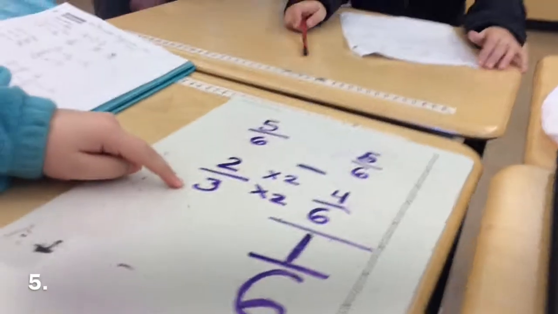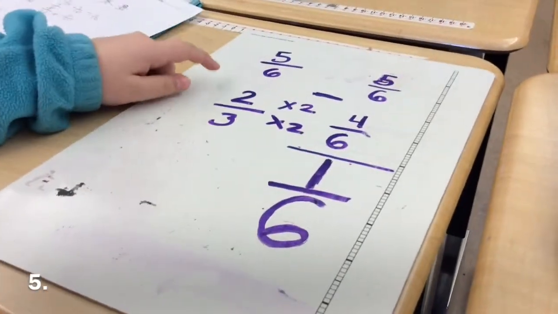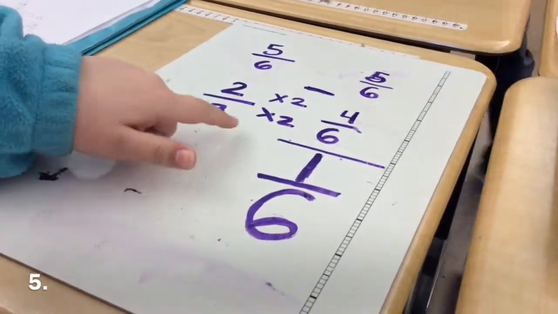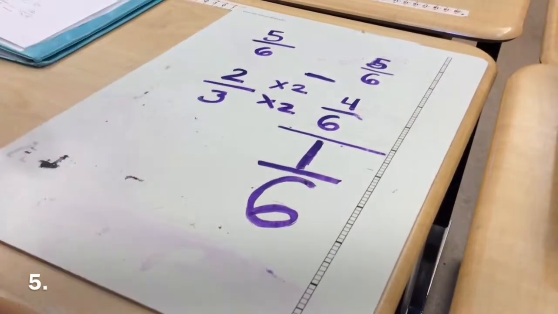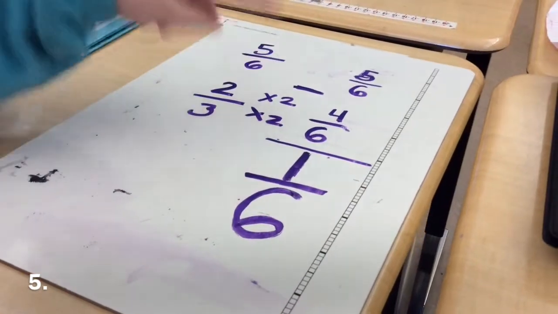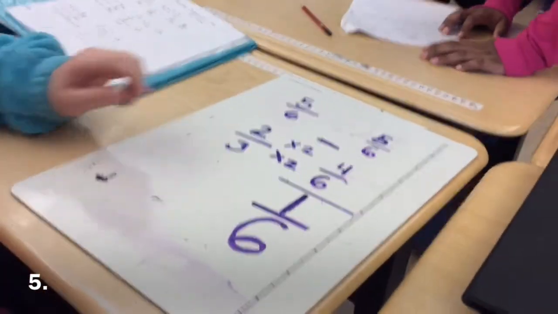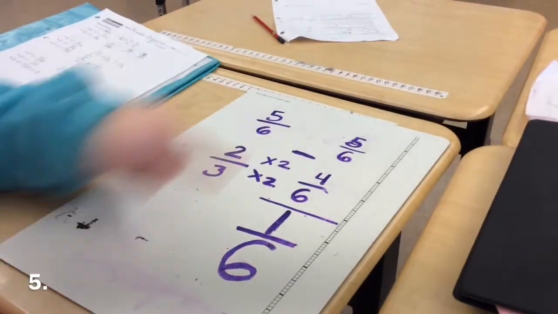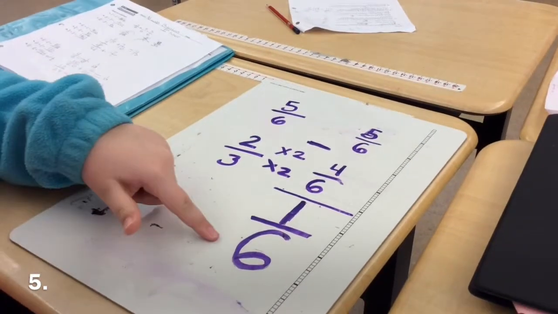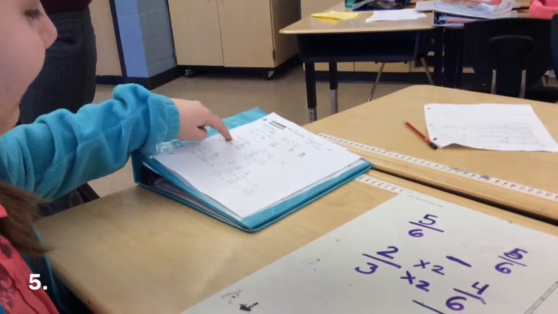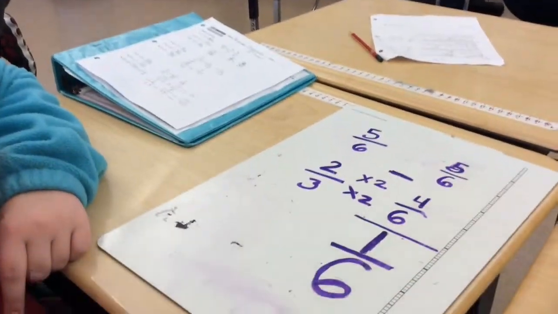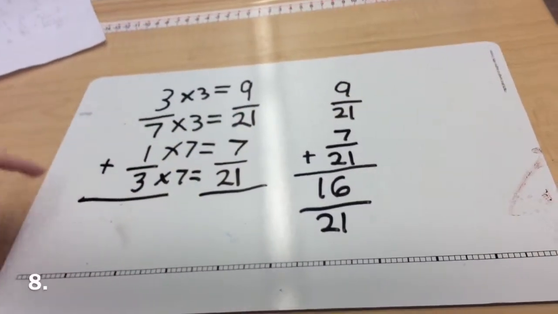Okay, so we have 5/6 minus 2/3. Well, 3 is a factor of 6, so you times it by 2. So 3 times 2 is 6, and 2 times 2 is 4. And then since it's 5/6 minus 4/6, you minus 5/6 minus 4/6, and you get 1/6. That's your answer.